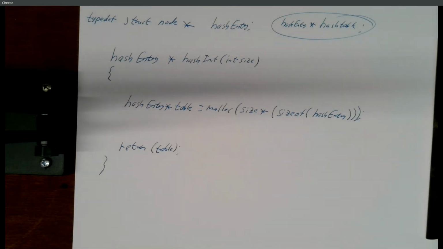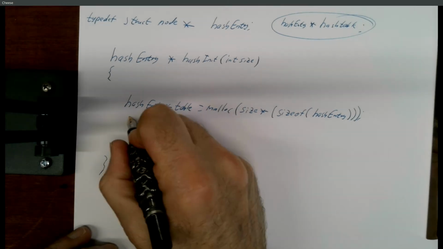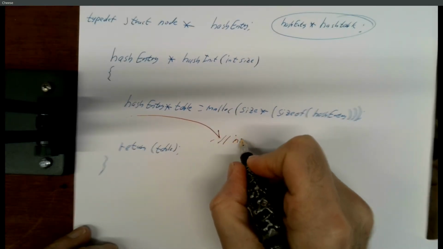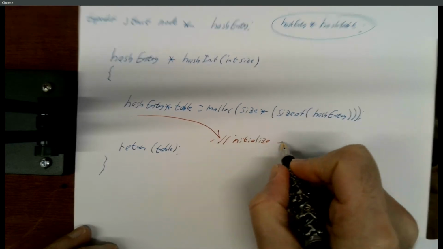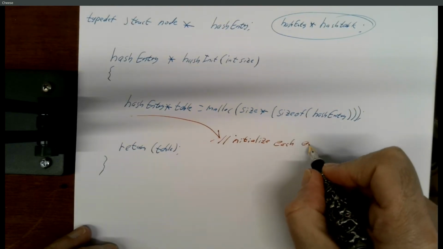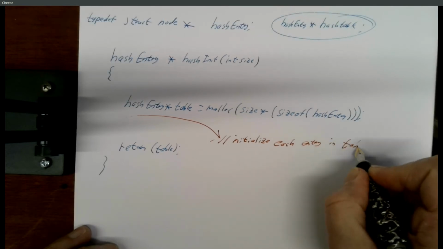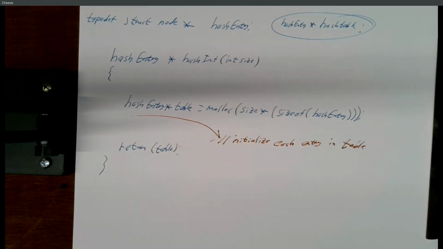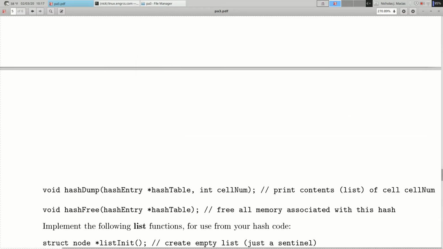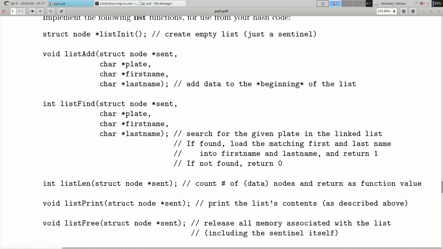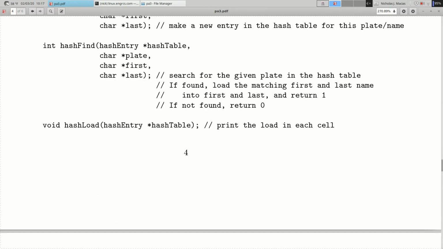But you gotta do a little more work, because when you allocate memory, you don't know what the contents of that memory is. You need to go through and set up each entry in your array to be the sentinel node of an empty list. Okay, how do we get the sentinel node of an empty list? Call the init function for the linked list. So you have a list init function, which creates an empty linked list and returns a sentinel, the address of the sentinel node.